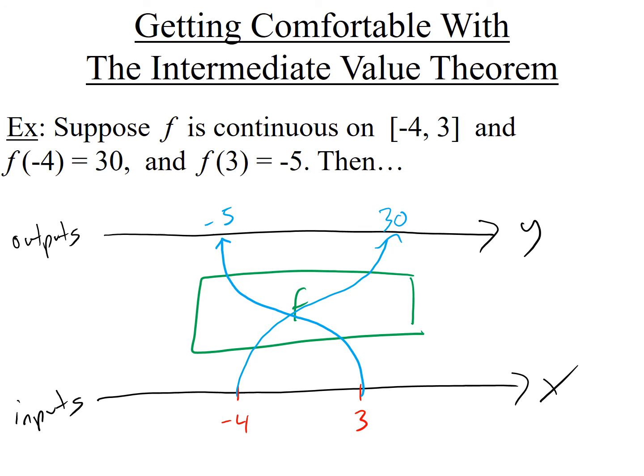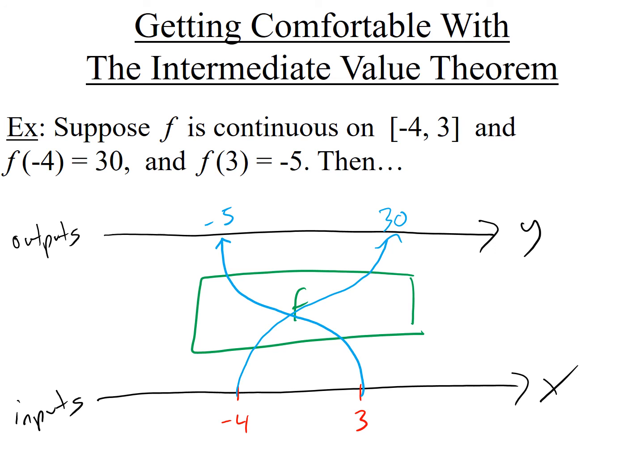It says if you pick any number between -5 and 30, you can get that number out of the machine as well. So we know -5 can come out of the machine. How? By plugging in 3. We know 30 can come out of the machine. How? By plugging in -4. Once I know that, and the fact that f is continuous, then I know that if you pick any other number between -5 and 30, that can also come out of the machine. So for example, let me pick a number, any number between -5 and 30.